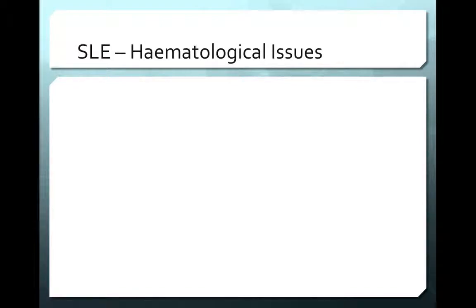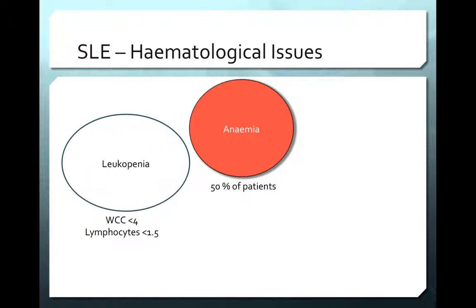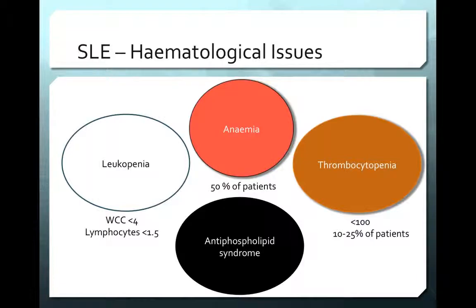Covering lupus in one talk is not really feasible, and today we're just going to talk about the hematological issues. Anemia is a very big problem in lupus. About 50% of people end up with anemia at some stage. Leukopenia is also common, and we define that as white cells of less than 4 or lymphocytes less than 1.5. Thrombocytopenia occurs in up to a quarter of patients, defined as platelets of less than 100. And finally, antiphospholipid syndrome gets clumped in as one of the hematological problems with lupus.